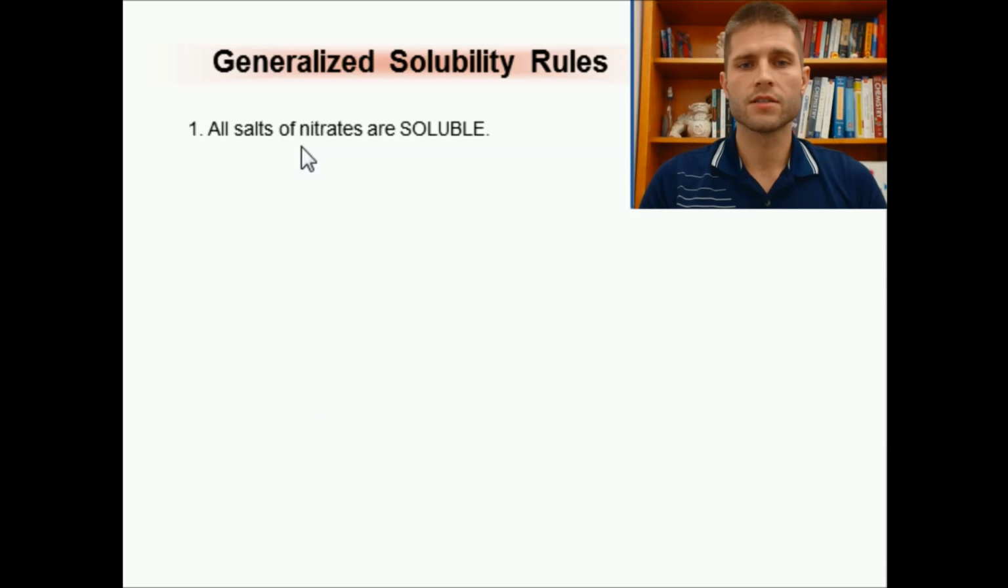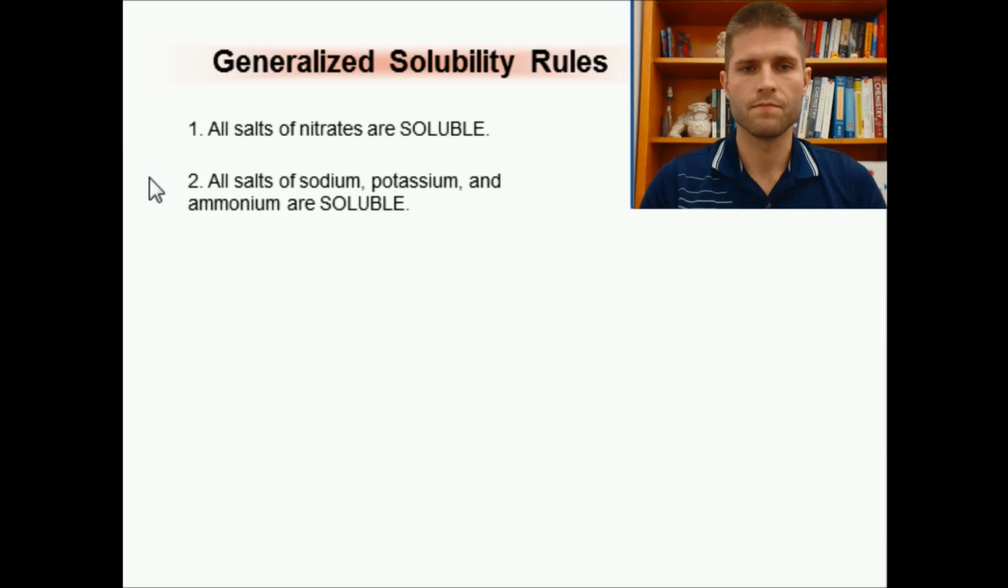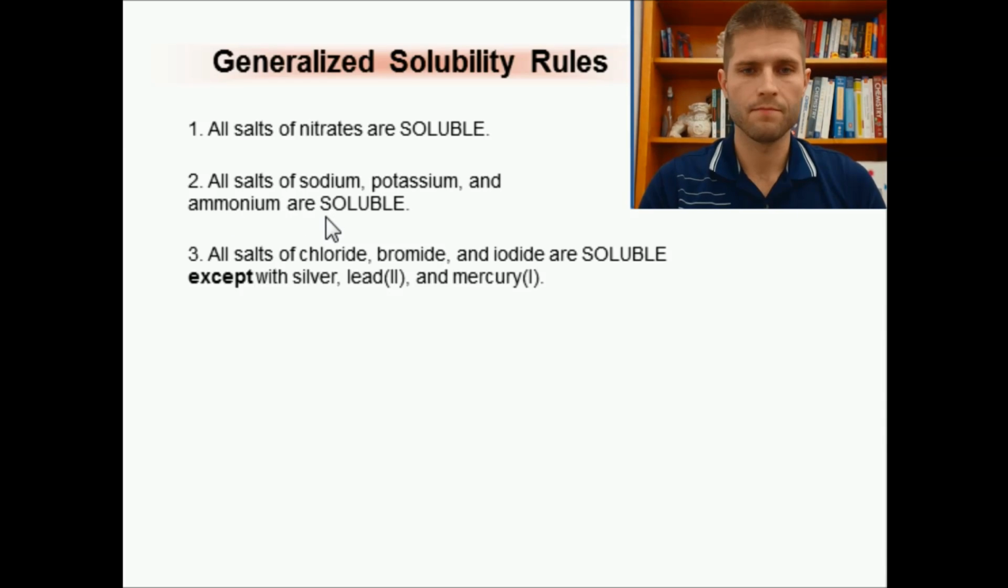So all salts of nitrates are soluble. That means if we have sodium nitrate, it falls apart. If we have calcium nitrate, it falls apart. Anything with a nitrate is going to fall apart. That's our first rule. All salts of sodium, potassium, and ammonium are soluble. If we have sodium chloride, potassium iodide, ammonium nitrate, all of those are going to fall apart. Those are soluble as well.